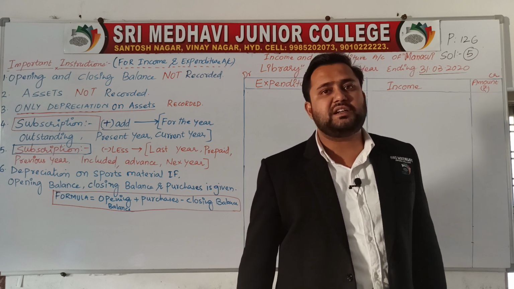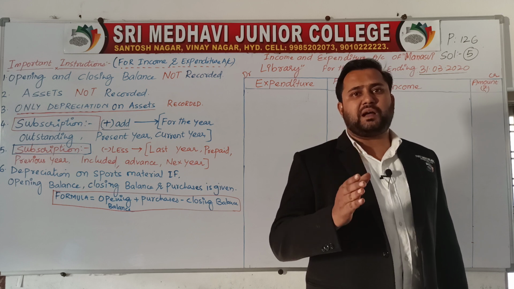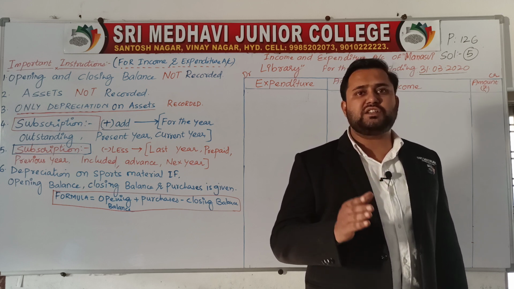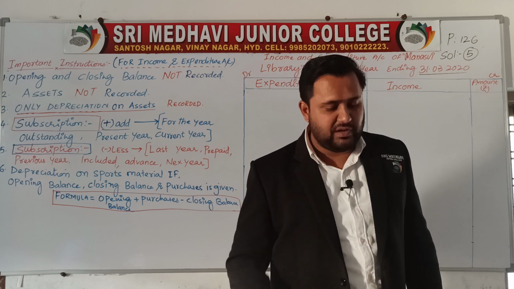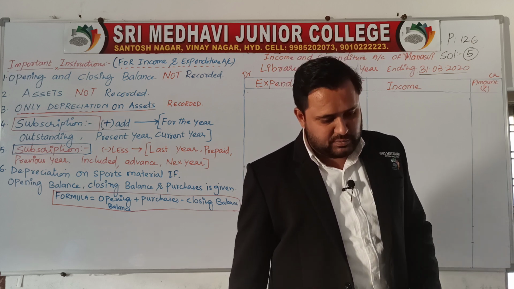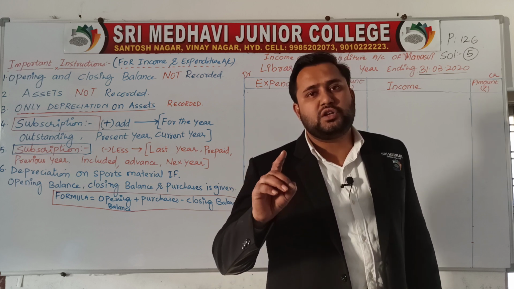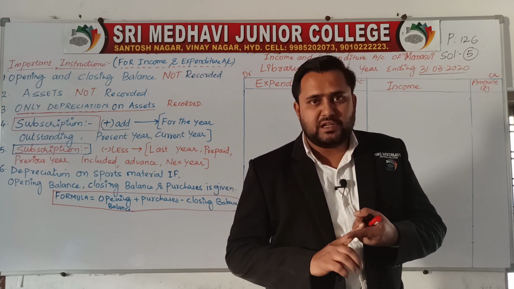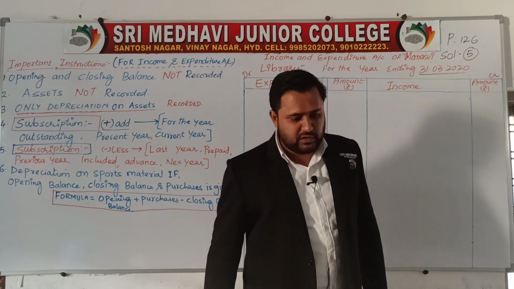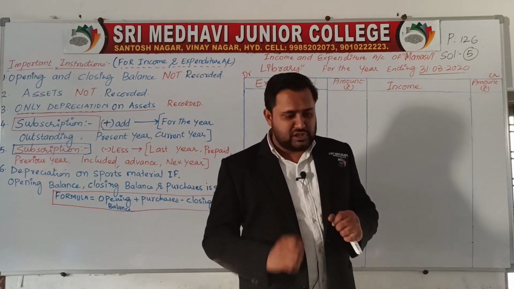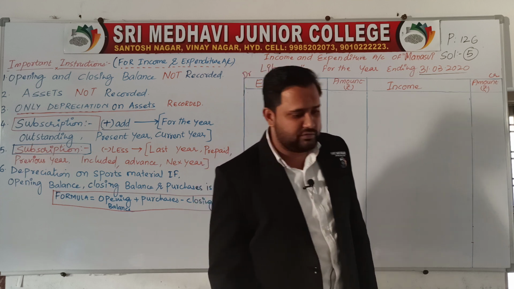Capitalize half of the entrance fees, which means we have to take into consideration only half while going with the income and expenditure account. Books are to be depreciated at 5% per annum. So we have three adjustments on subscription, one adjustment on entrance fee and one adjustment on books. Let's see how to solve the problem.